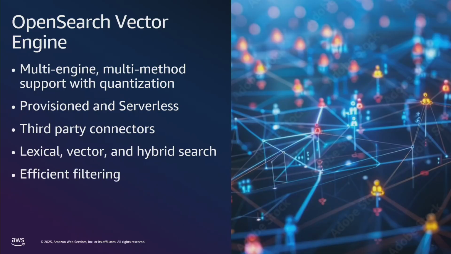Efficient filtering helps you massively pre-filter billions of documents using the metadata of the document and narrow down the potential search, and only perform the nearest neighbor search, which is resource intensive, to improve the search performance. Let's see how OpenSearch fits into your vector workload.